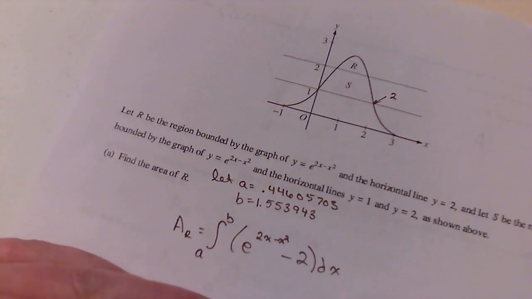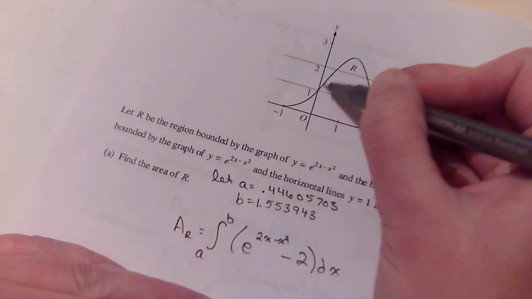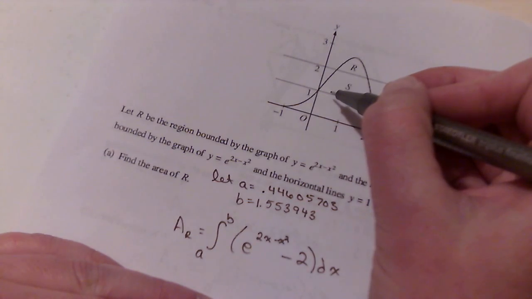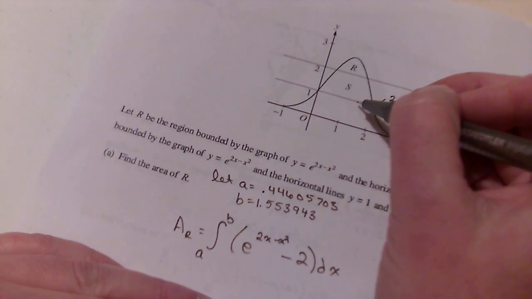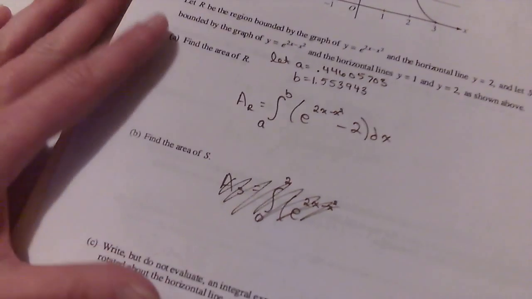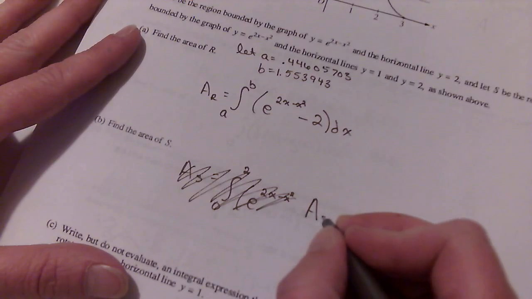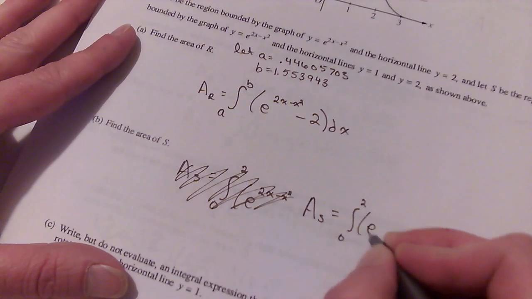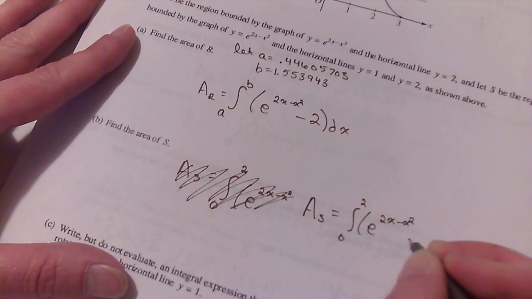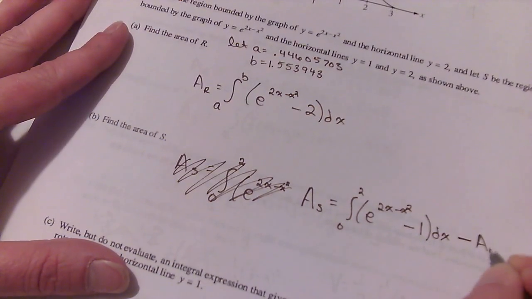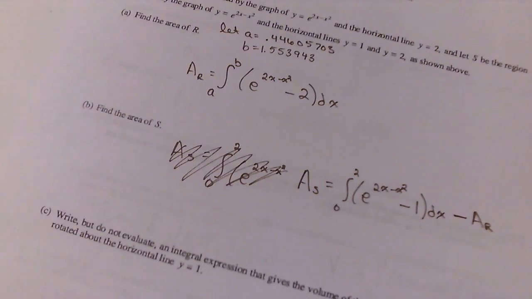If I just found the area between e to the 2x minus x squared and 1, I'd be finding this entire region. But I only want S. Oh, so why don't I find the area of the entire thing and then subtract out the area of R? So that would be from 0 to 2 of e to the 2x minus x squared minus 1, and then subtract the area of R. Let me show you how to do that on the calculator.